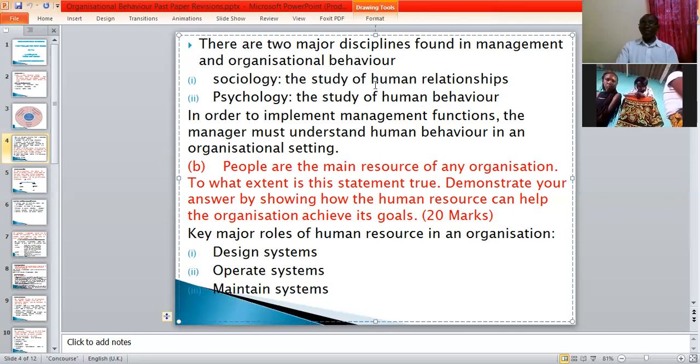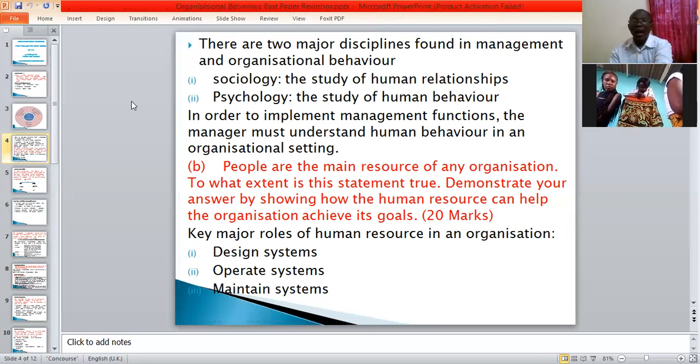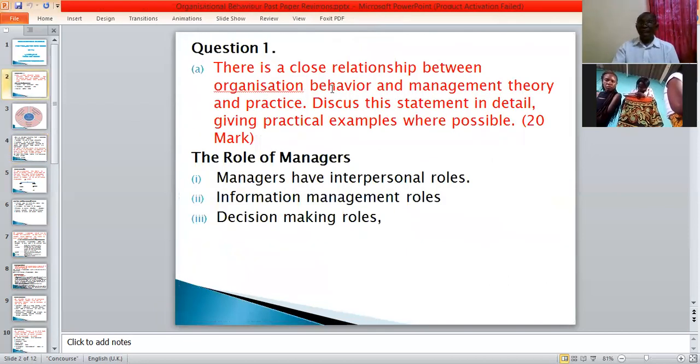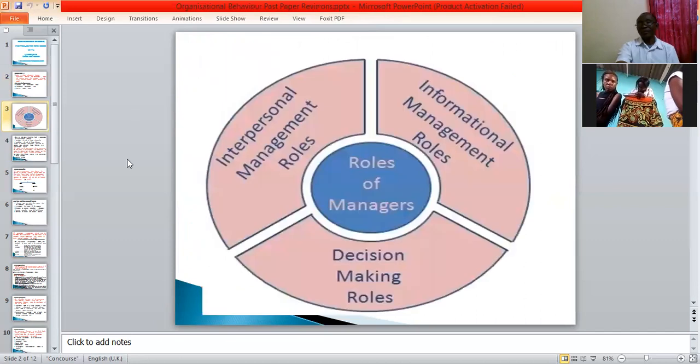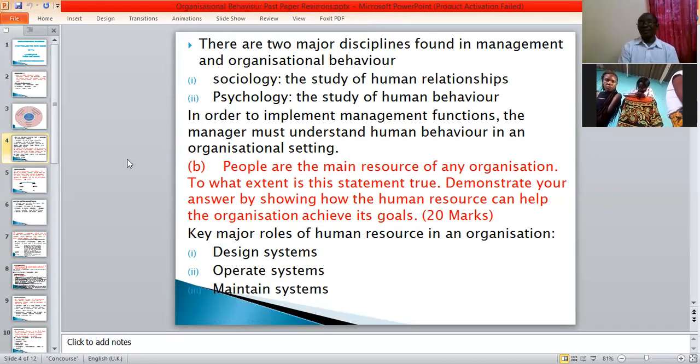So if you want to achieve organizational objectives, you must be able to understand the human behavior in an organization. Okay. If I made it simple, that is why there is a close relationship between organization behavior and management theory and practice. It's because of that. Any other question? No, you can go ahead.